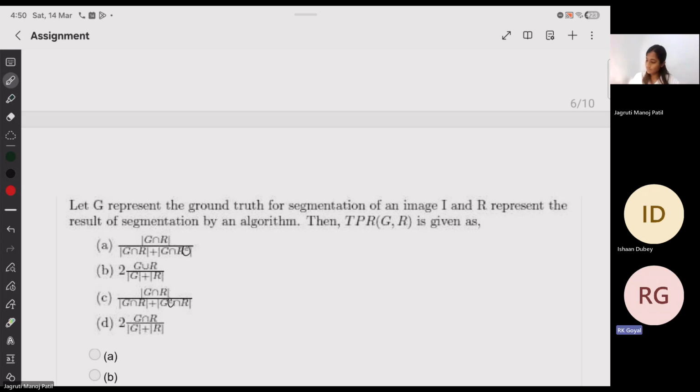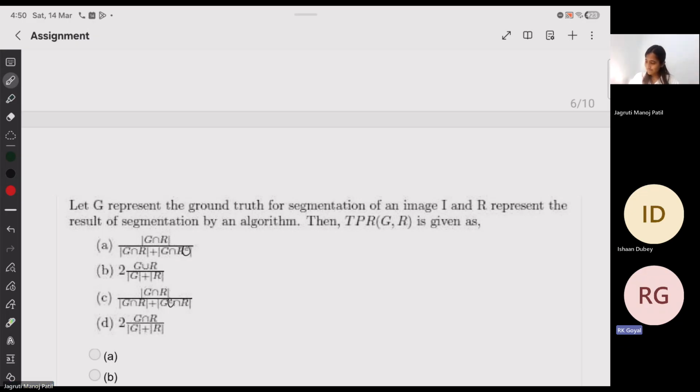I'm not sure. Would it be C, because G intersection R will give something common, and then this complement will give something which is there in G and which is not there in R? The G complement intersection R means G minus R, set theoretic minus. Yes. So I'm not sure.